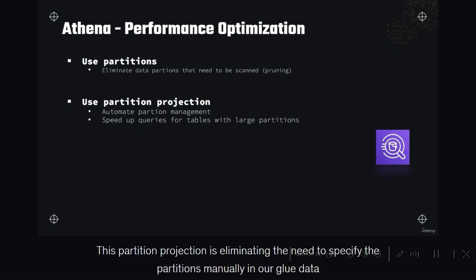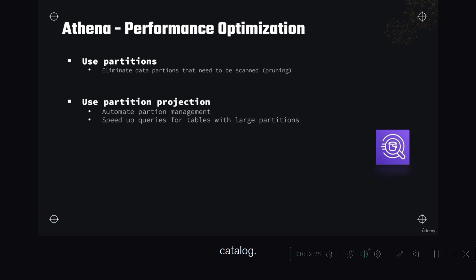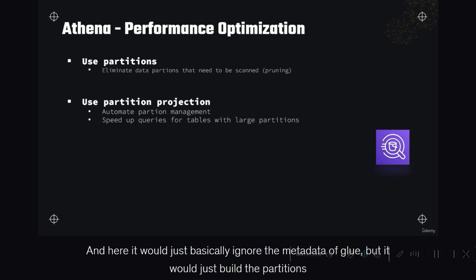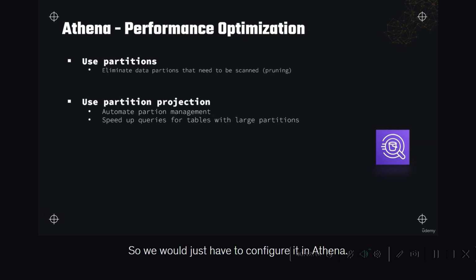Here, partition projection is eliminating the need to specify the partitions manually in our Glue data catalog or maybe an external Hive metastore. It would basically ignore the metadata of Glue, and just build the partitions in Athena itself. So we would just have to configure it in Athena, and we would do this by specifying a range of values and also the projection types for each of the partition columns.